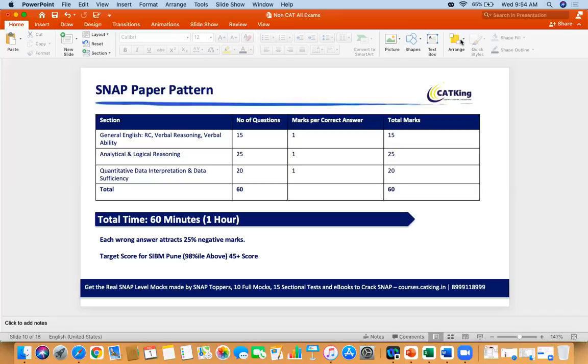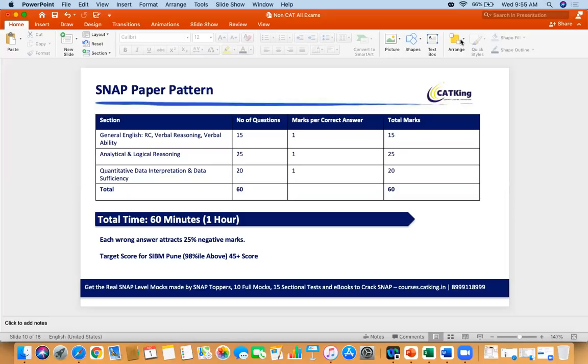For quants and DI, the syllabus is the same as what you study for CAT, NMAT, and all of these exams. But the difference is the difficulty level. It's much lower compared to CAT. Verbal, again, is a combination. I would say the NMAT verbal syllabus and the SNAP verbal syllabus are absolutely the same. You have reading comprehension, vocab-based questions, grammar questions, verbal reasoning. In NMAT, verbal reasoning is a part of the LR section. Here, it is a part of the verbal section itself.